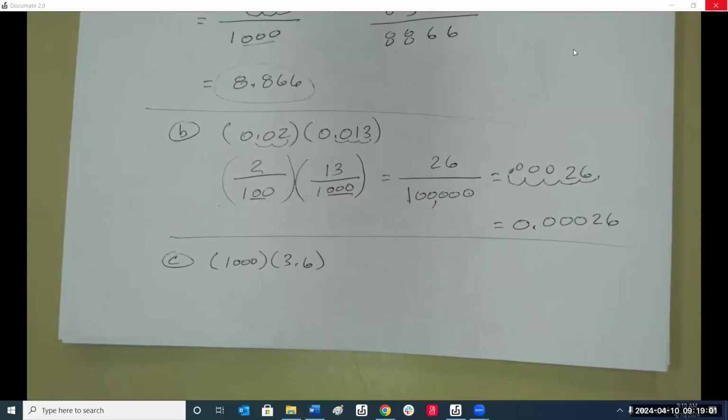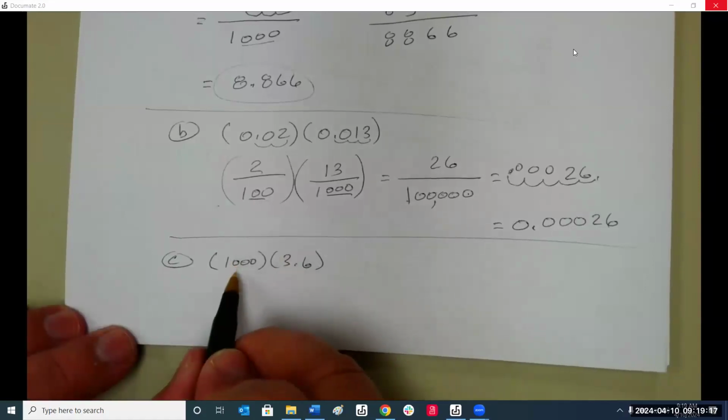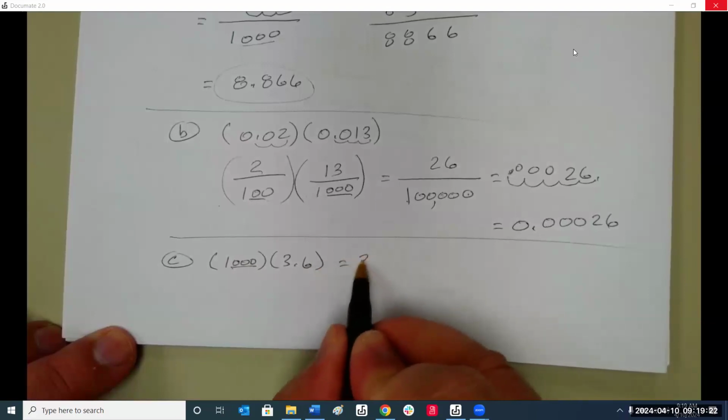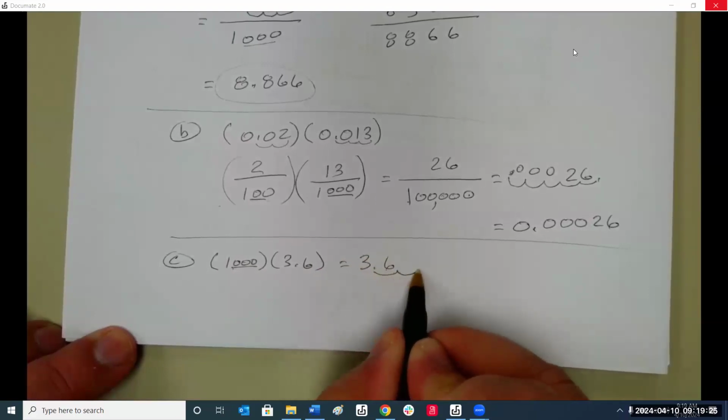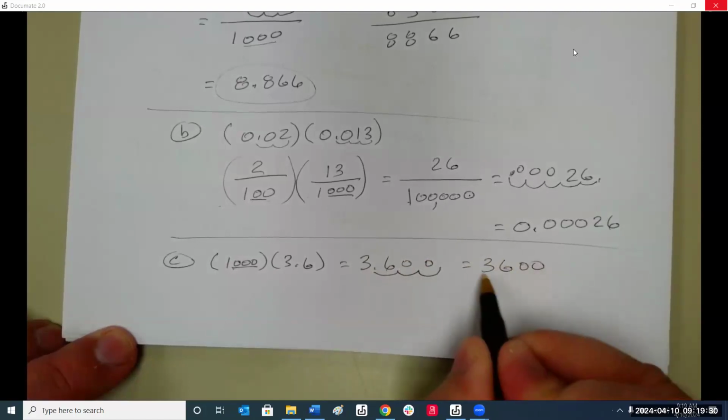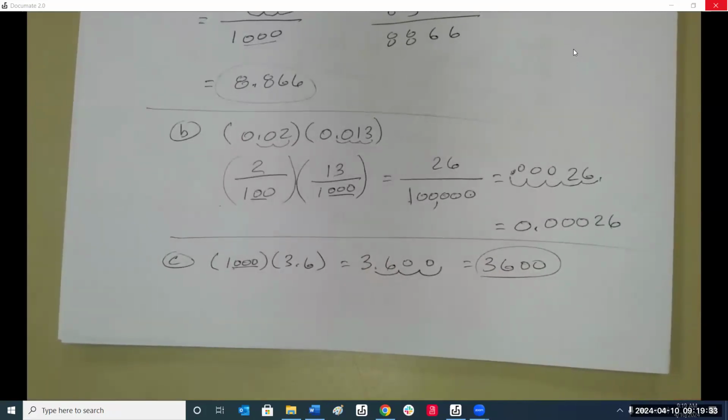And C is pretty straightforward because now we're multiplying. Since we're multiplying, we have to move the decimal to the right 3 spaces. 1, 2, 3. When you multiply, you move to the right. When you divide, you move to the left.